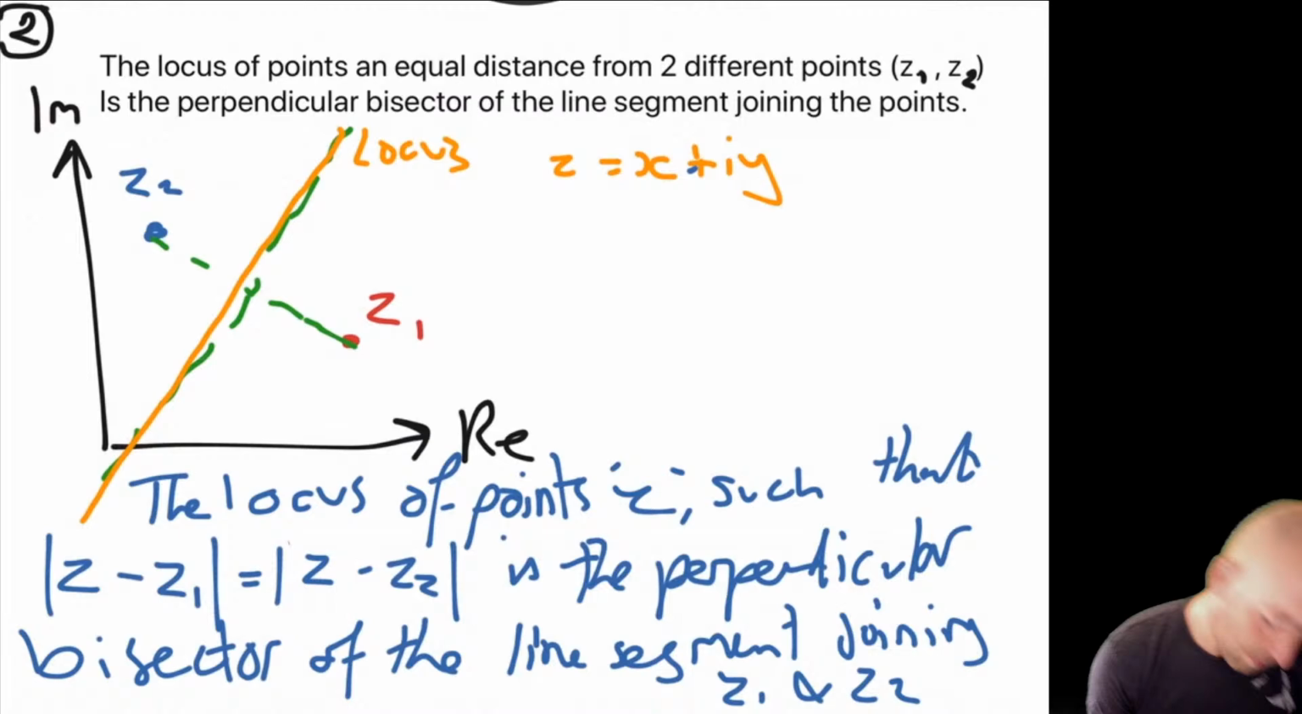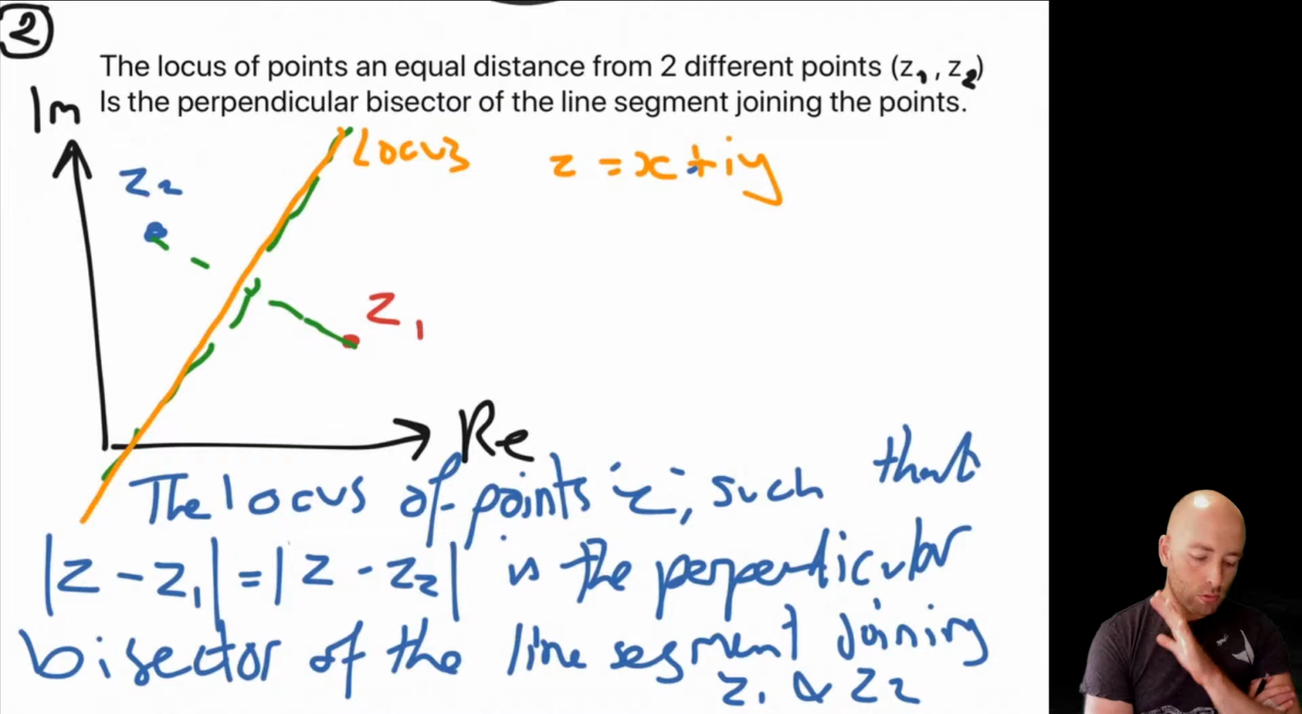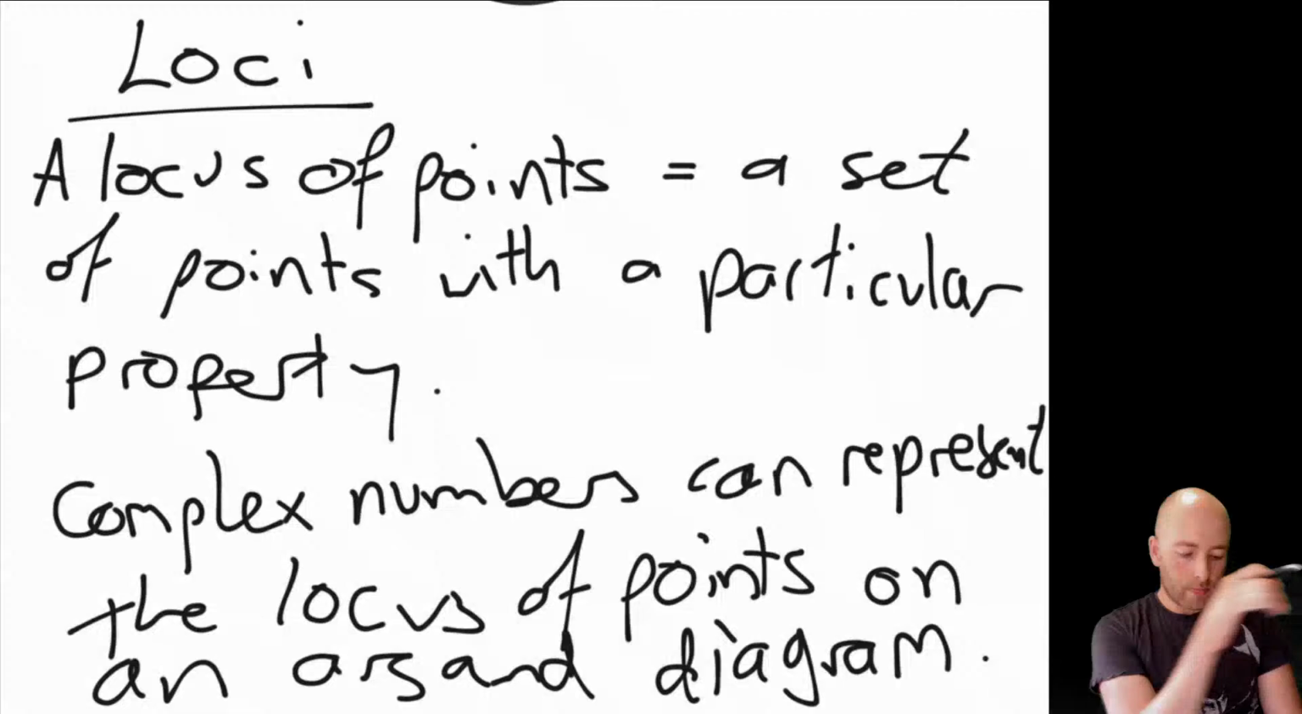That makes sense for everybody? So the symbols there, z minus z1, size of z minus z1, so the distance between that point and the line is the same as the distance between the second point and any point on our locus. Cool, so those are our first two out of three locuses. One with the circle, so all the distance from one point, and the other one equidistant from two points.